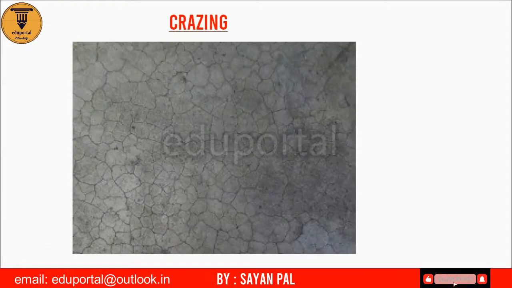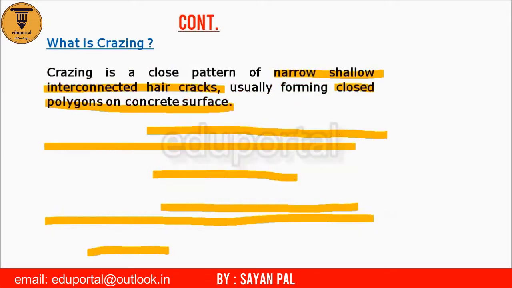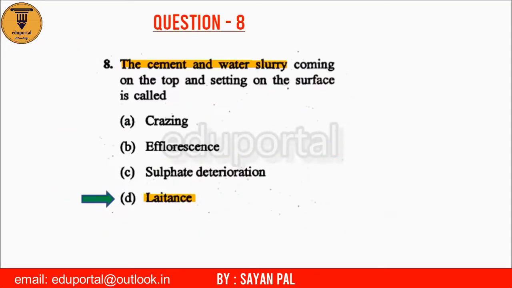Now we will see crazing. You can see these hair cracks. These are closed polygons. So these are crazing. Now we will read the question again and check our solution. The question asks about the cement and water slurry coming on the top surface, so it is easily said that it is laitance. Okay, so this is the solution.